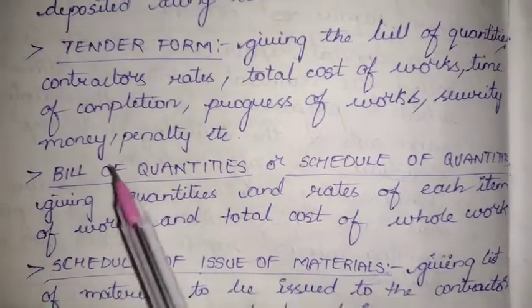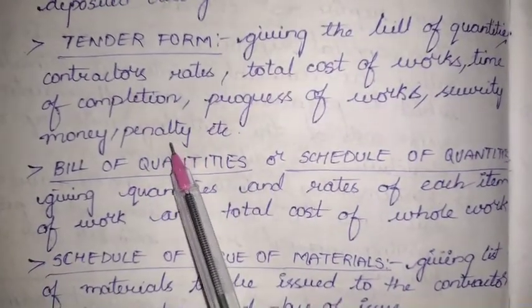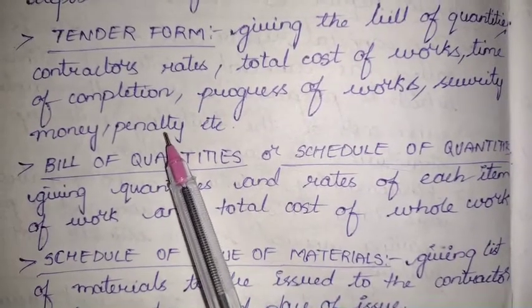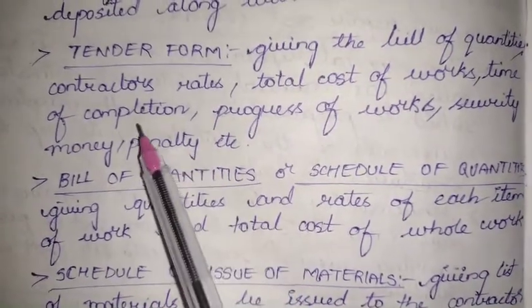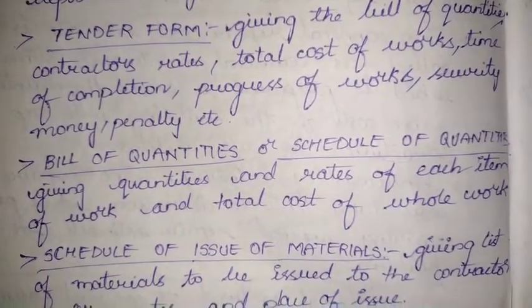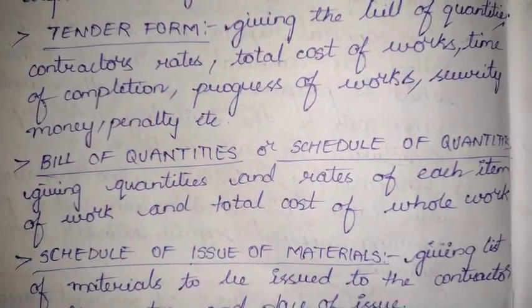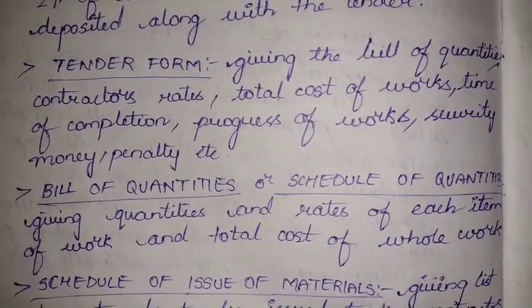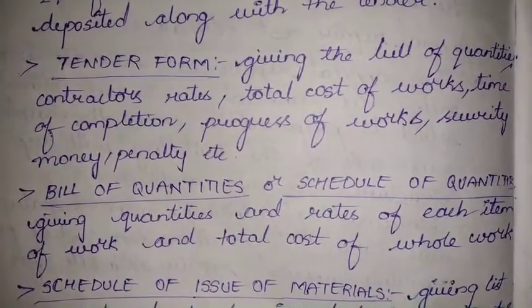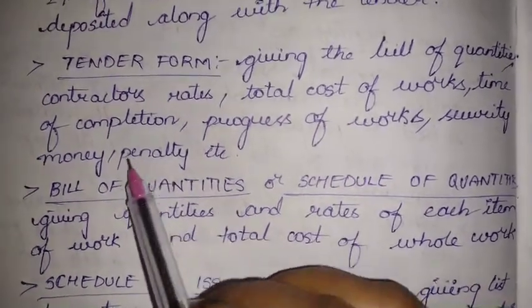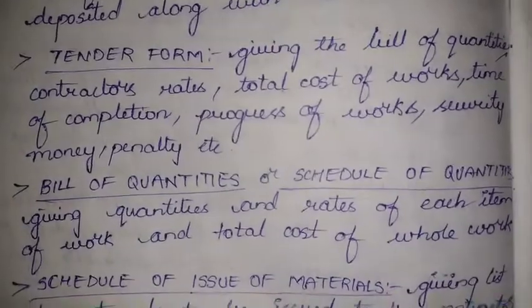Security money and penalty: if the mentioned work is not completed by the time specified earlier, then we have to pay some penalty. Or if we are not following the specifications given by that party, not giving any work or design criteria according to the specifications or accepted work, then we have to pay some penalty. That is also mentioned in this tender form.